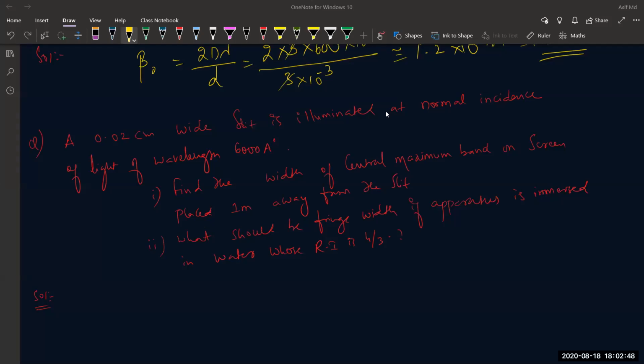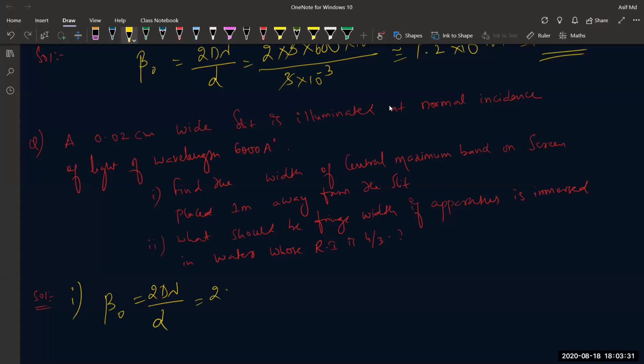A 0.02 centimeter wide slit is illuminated at a normal incidence of light of wavelength 6000 angstrom. Find the width of central maximum band on the screen placed 1 meter away from the slit. 0.6, very good, Shravyasri. Vedamsha, why 1.6 mm? Again, you are using the wrong formula. I told you the central width formula: beta naught is equals to 2 times of D into lambda by small d.